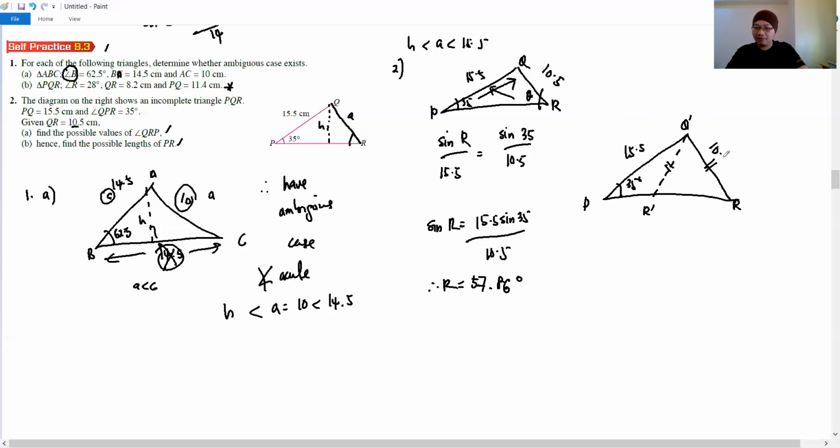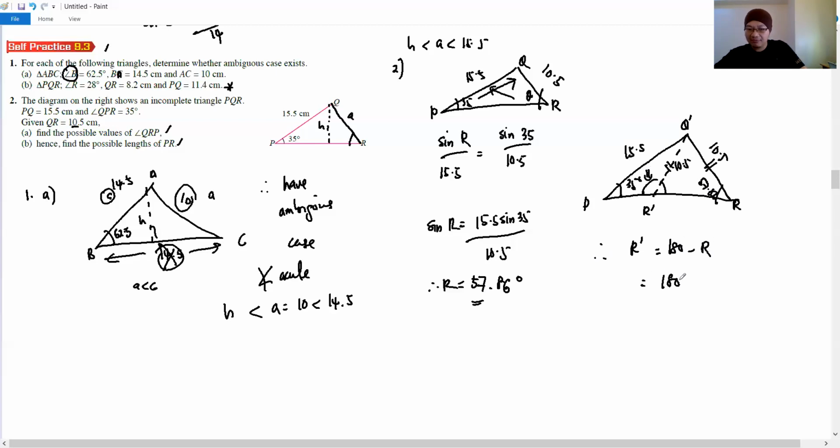15.5, 10.5 here. This one also 10.5. This angle R we obtained here is 57.86. So this one also 57. So how to find this side? We want to find the angle here, right? R here. So therefore, R prime will be 180 minus your R.